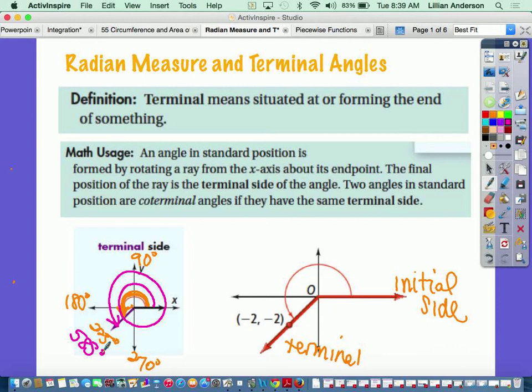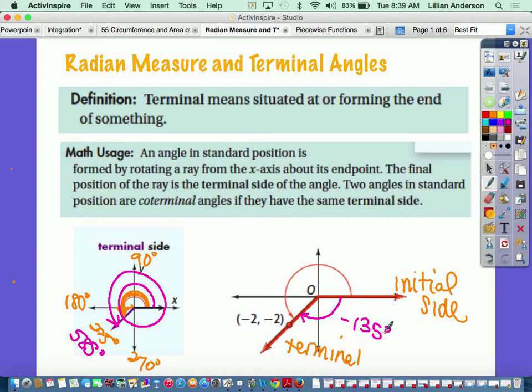Going in the counterclockwise direction is positive. That means going in the clockwise direction would be negative. So if I went this way, my angle would be negative what? Because this is 225 if I went counterclockwise, but I'm going clockwise, so it would be negative 135.